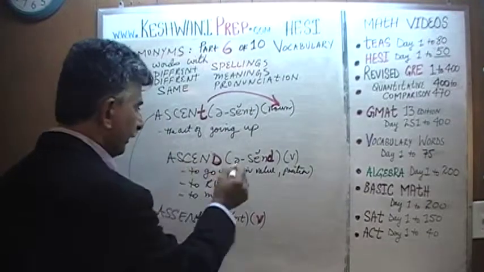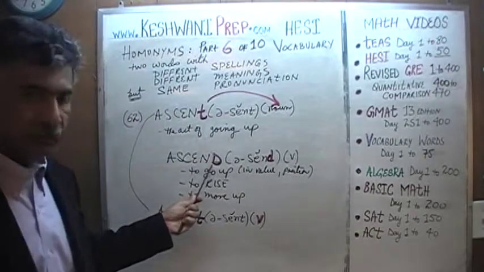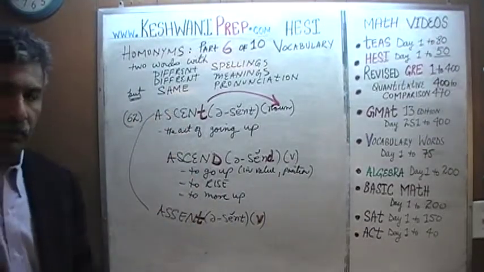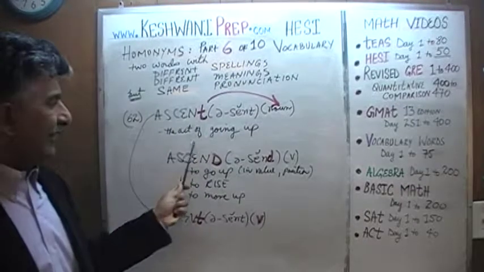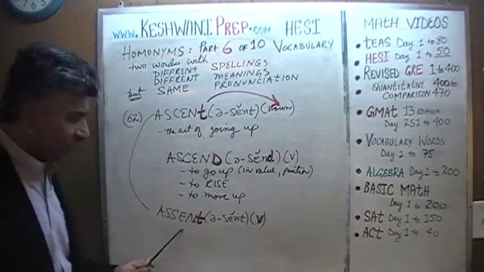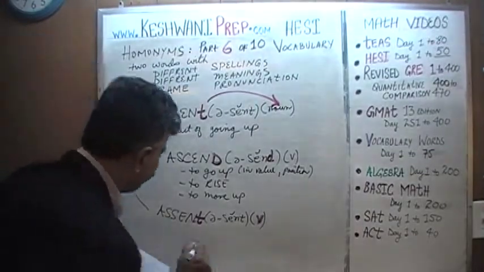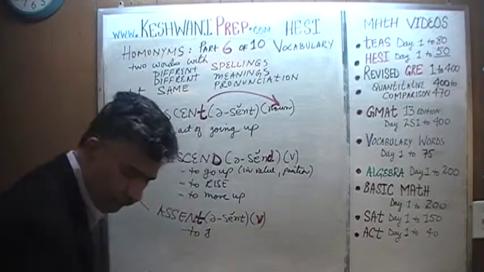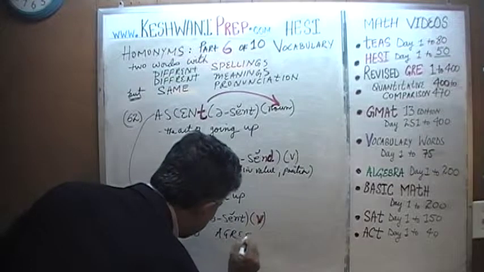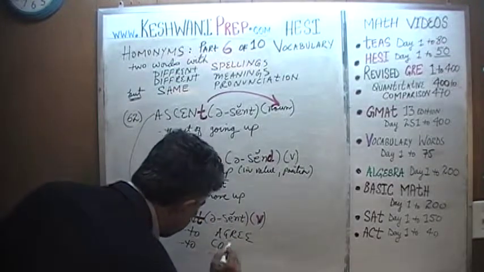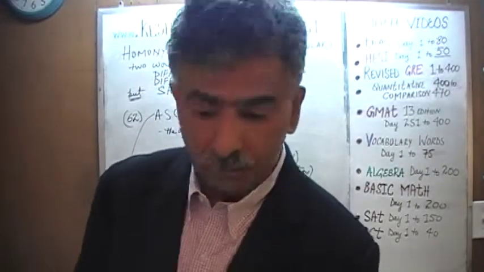The noun of this word right here, ascend. You see, it gets a little complicated. So one more time. Ascend with a D is a verb which means to go up, to rise in value, to move up. The noun of this word is ascent, which is the act of going up. But this word is also pronounced assent, which is a verb, which simply means to agree, to concur with somebody.